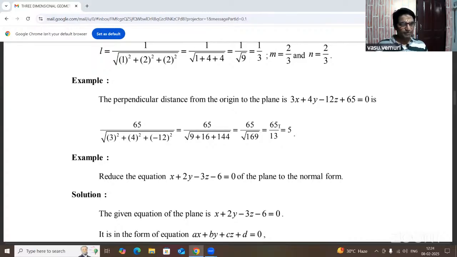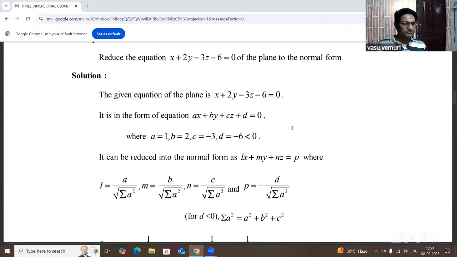So after the simplification, we are getting root 169, which is 13. Okay, that is 65 by 13. What is the value of 65 divided by 13? That value is simply 5.